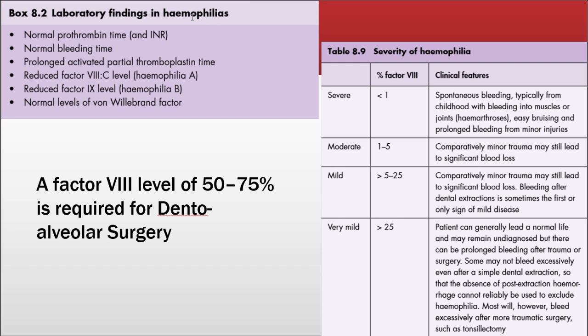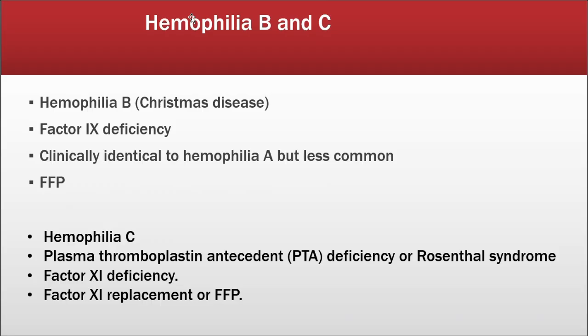If we want to do a procedure on this patient, factor VIII levels should be 50 to 75% for dentoalveolar surgery. Now, hemophilia B, it's Christmas disease. It's factor IX deficiency, and we treat it with fresh frozen plasma. Hemophilia C is Rosenthal syndrome, factor XI deficiency, and we replace factor XI or give fresh frozen plasma.